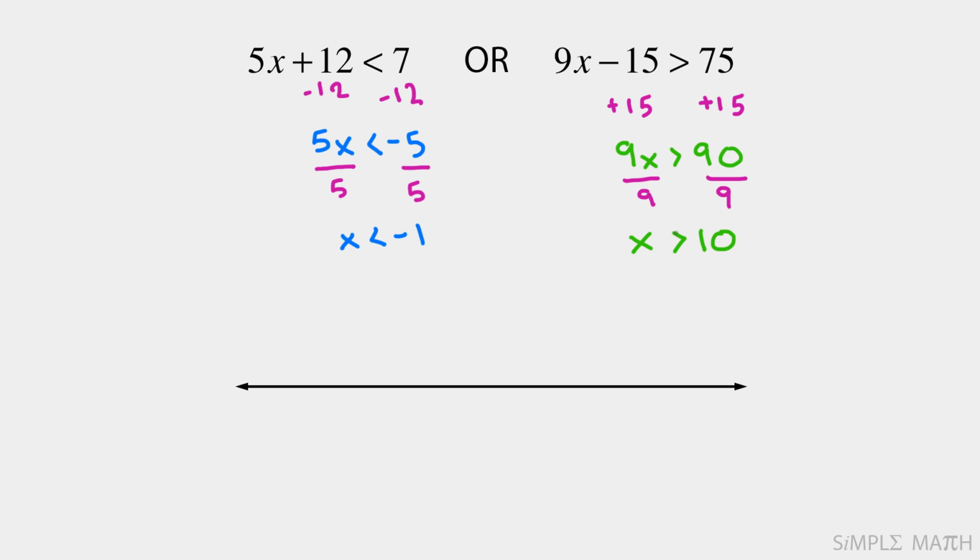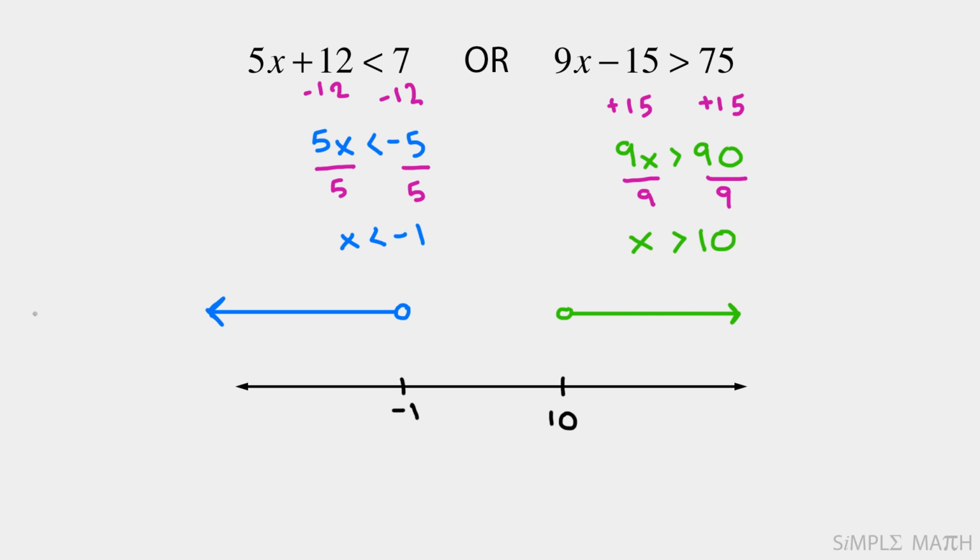Let's go ahead and add our numbers to our number line and then draw each range of values to help us come up with the solution set. For x is less than -1, we draw an open circle at -1 and then an arrow to the left. For x is greater than 10, we draw an open circle at 10 and then an arrow to the right.